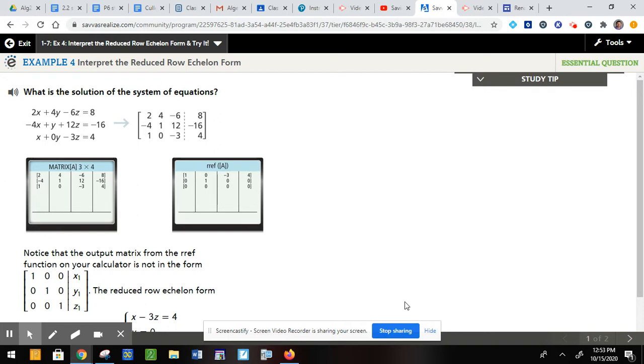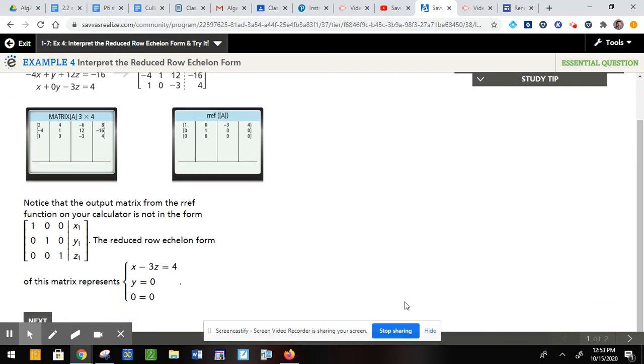So first we convert the equations into the matrix. You input the matrix like we just learned on the last example. We use that reduced row echelon form function, and this is what ends up happening. Notice how what's on the left side here is not the reduced row echelon form. You got an extra -3 up here, and it's all zeros on the bottom. If you were to break those out, these are the equations that you would get: x minus 3z equals 4, y equals 0, and then 0 equals 0.